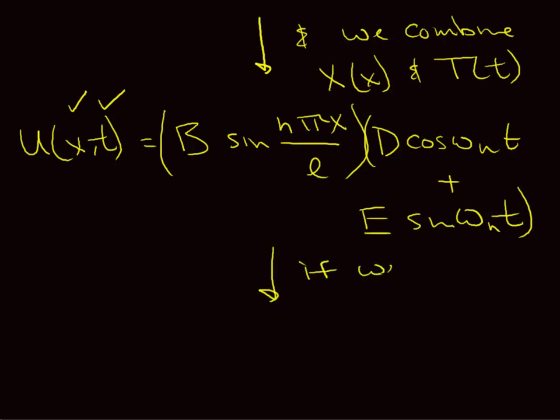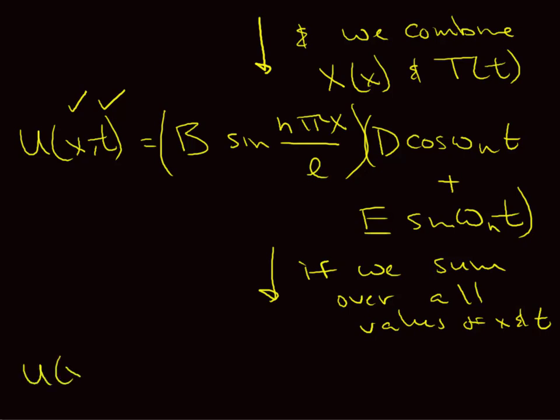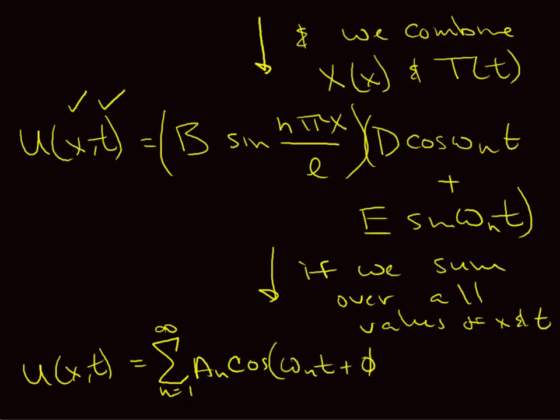And if we sum over all values of x and t, we'll get u of x, t, summing from n equals 1 to infinity, a sub n cosine omega sub n t plus phi, and you'll notice that that looks like a phase shift, and that's what it is, times sine n pi x over L. And again, our solutions with n are going to be integer values 1, 2, 3, and so on and so forth.